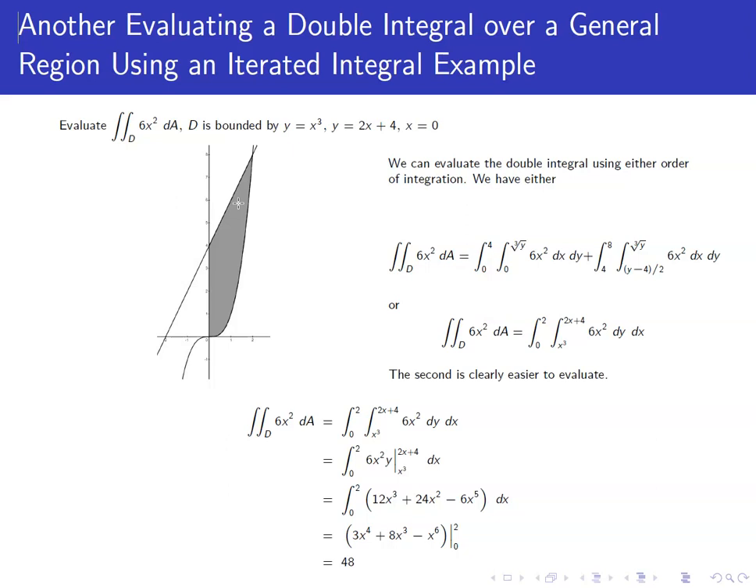Since that leftmost bounding curve changes, we would need to use two iterated integrals to calculate the double integral, and that doesn't sound like something we want to do.